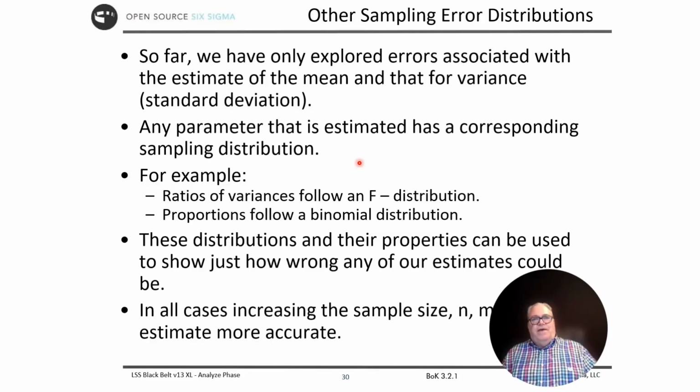So if I have an 80% pass or 20% fail, whichever way I want to say that, I can compute the accuracy of my proportion based on, again, my sample size and the binomial distribution. So in all cases, you'll see that by increasing the sample size, my sampling error gets smaller.